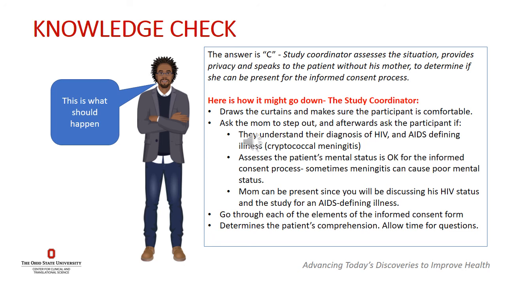Then she goes through each of the elements of the informed consent form and determines the patient's comprehension, allowing time for questions. So keep in mind, this is a sensitive situation. The participant is just learning about their HIV diagnosis and is vulnerable because of that. And meningitis can affect mental capacity. HIV status is a privacy issue, and he may not want his mom to know.